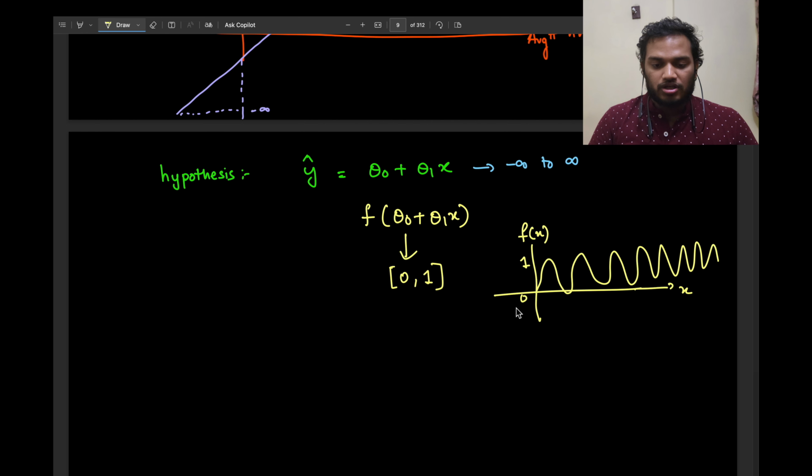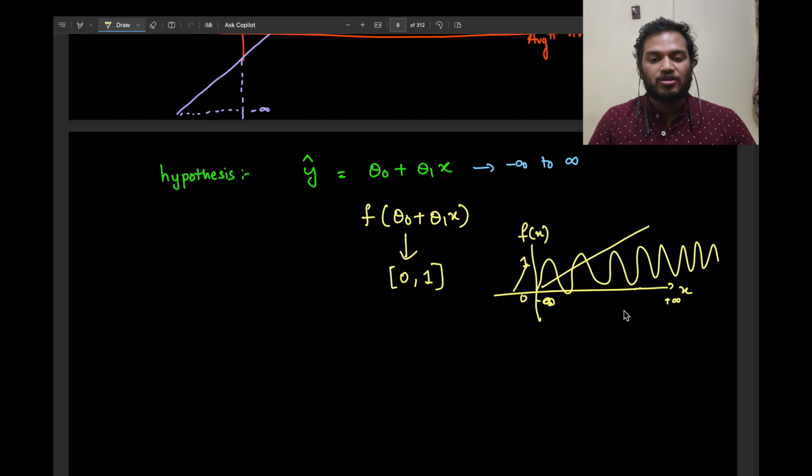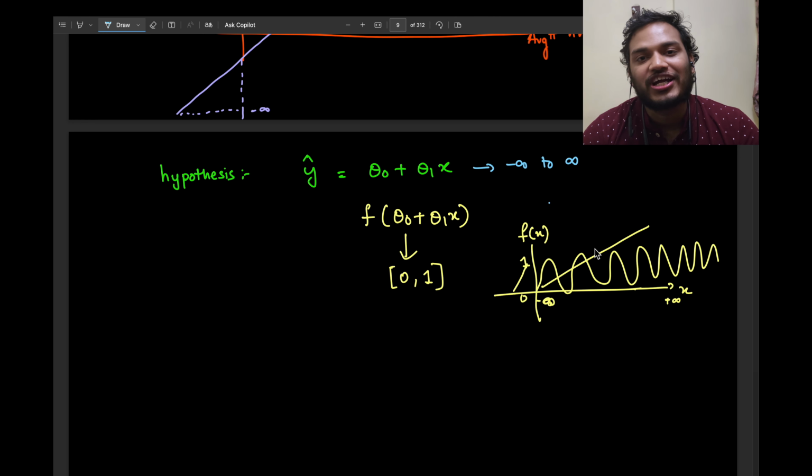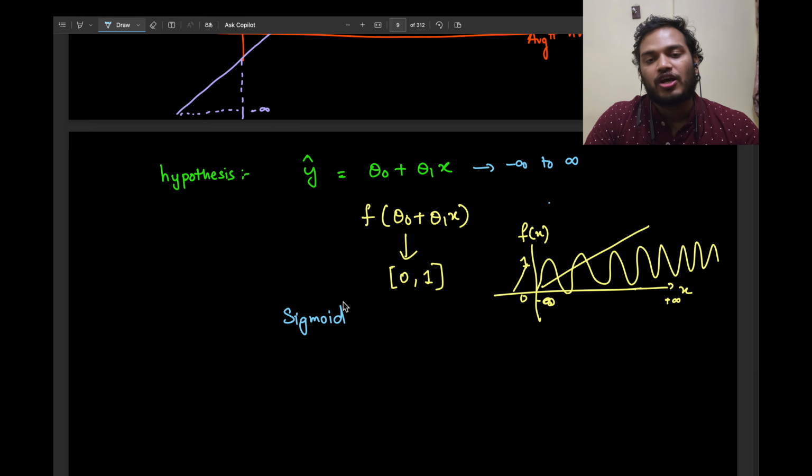Let's say we are taking x from minus infinite to plus infinite. As x keeps on increasing from minus infinite to plus infinite, I want my function also to increase from 0 to 1 continuously. I don't want it to be alternating between 0 and 1. So that is the condition over here. For which function will all these conditions be satisfied? The function is sigmoid. The sigmoid function will satisfy all these conditions.